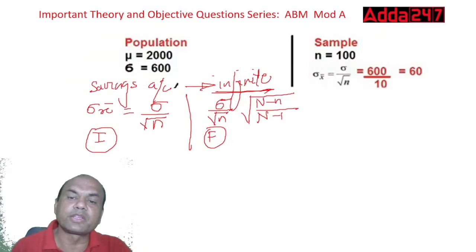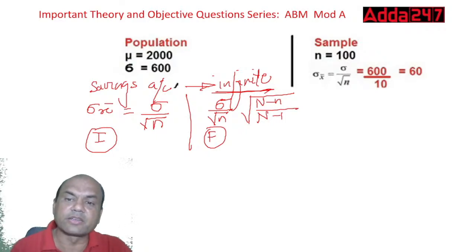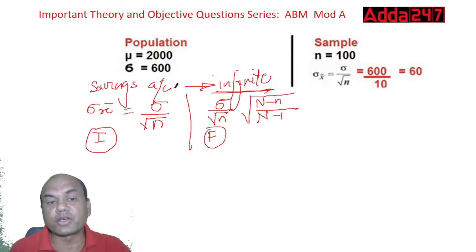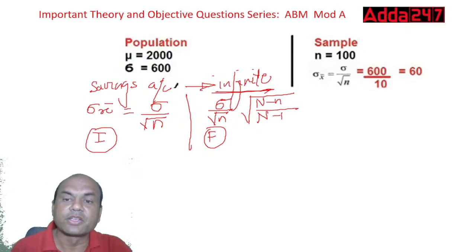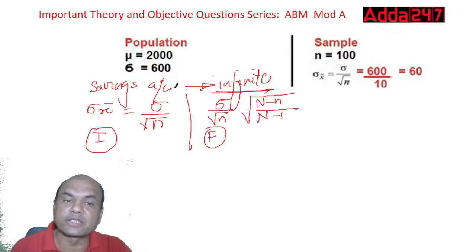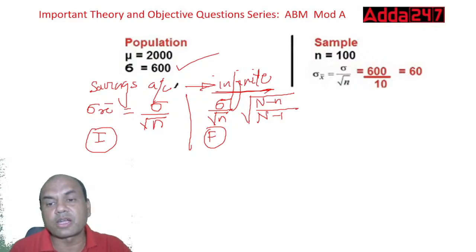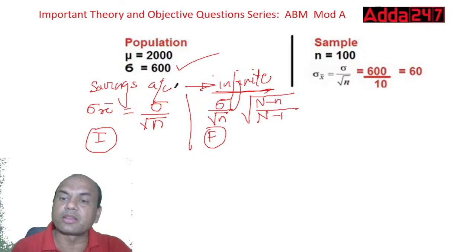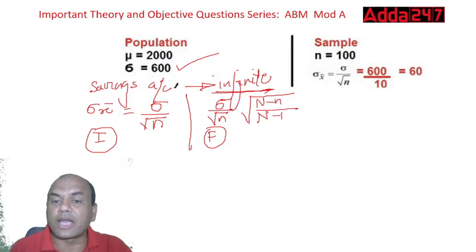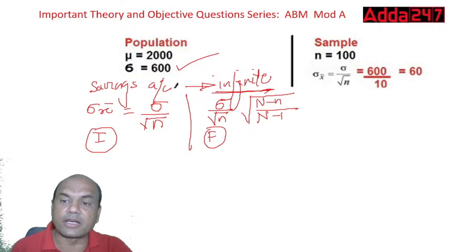Firstly, you have to find out the standard error. Standard error is given as psi upon root of n, because this is an infinite population. What is psi? Psi means standard deviation. Here it's given 600. So 600 upon root of 100. Root of 100 is 10. So 600 upon 10, you are getting 60. So my standard error is 60. Clear? Simple.